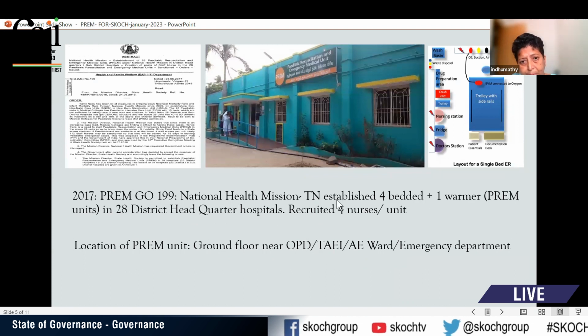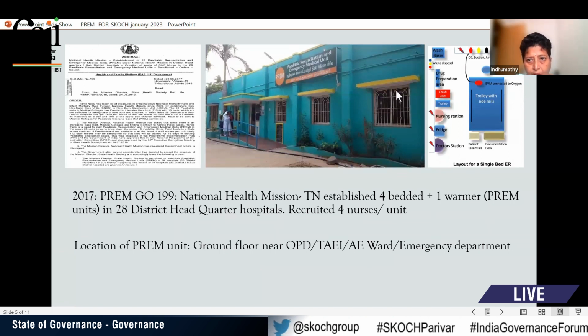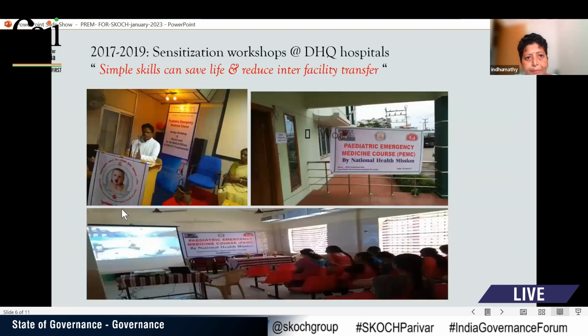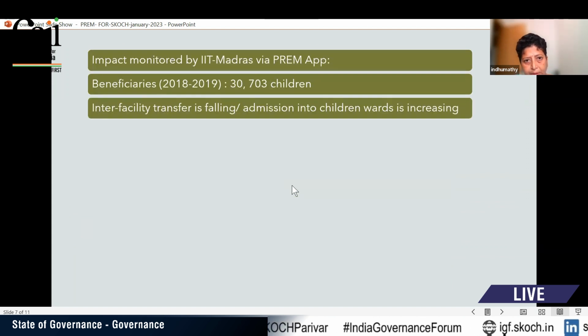So in 2017, a GO was passed where we established PRAME units, somewhat like McDonald's or Starbucks, we tried to establish units which could help resuscitation in 28 district headquarters hospitals, and we recruited 4 nurses per unit. It was funded by the National Health Mission. And the organization is given in the right corner of the PowerPoint. Again, as I said, we conducted the workshops all over the state over the next 3 years. Our aim was to reduce interfacility transfer to higher institutions and to save lives in the particular district hospital.